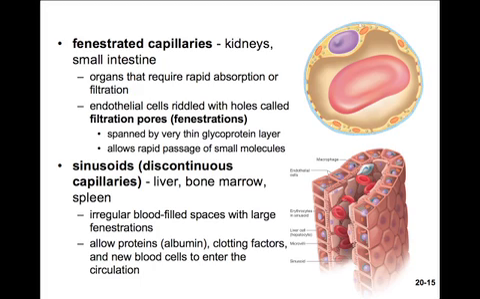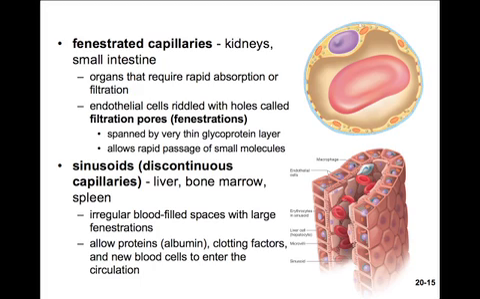We'll also see fenestrated capillaries. These are most prevalent in the kidneys and small intestine. They have little windows, fenestrations. So the endothelial cells themselves actually have holes all the way through them. These are called filtration pores. They're spanned by a very thin glycoprotein layer. It allows rapid passage of small molecules through. We'll see fenestrated capillaries mostly in organs that require rapid absorption or filtration of substances.